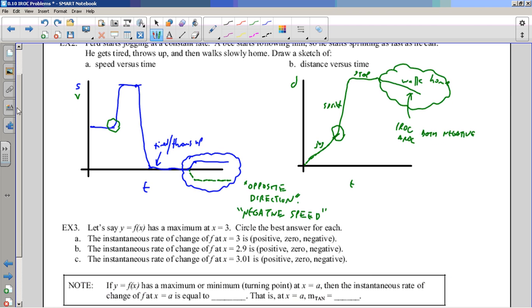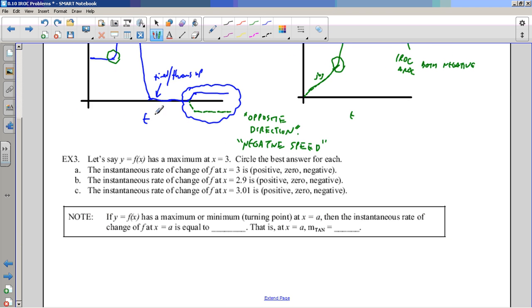Here we go, back with part 2, example 3. Let's say that y equals f of x has a maximum at 3. Circle the best answer for each. We don't know anything about this function, really. All we know, bad diagram, but that's okay, it doesn't matter.